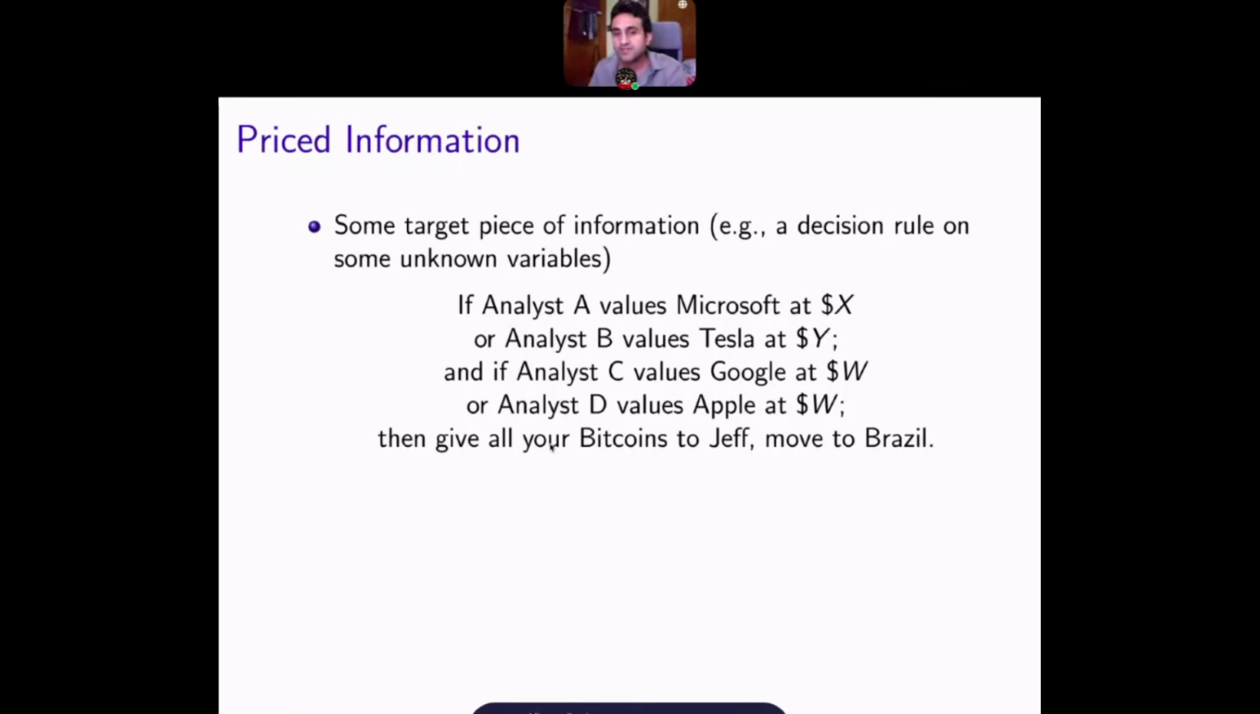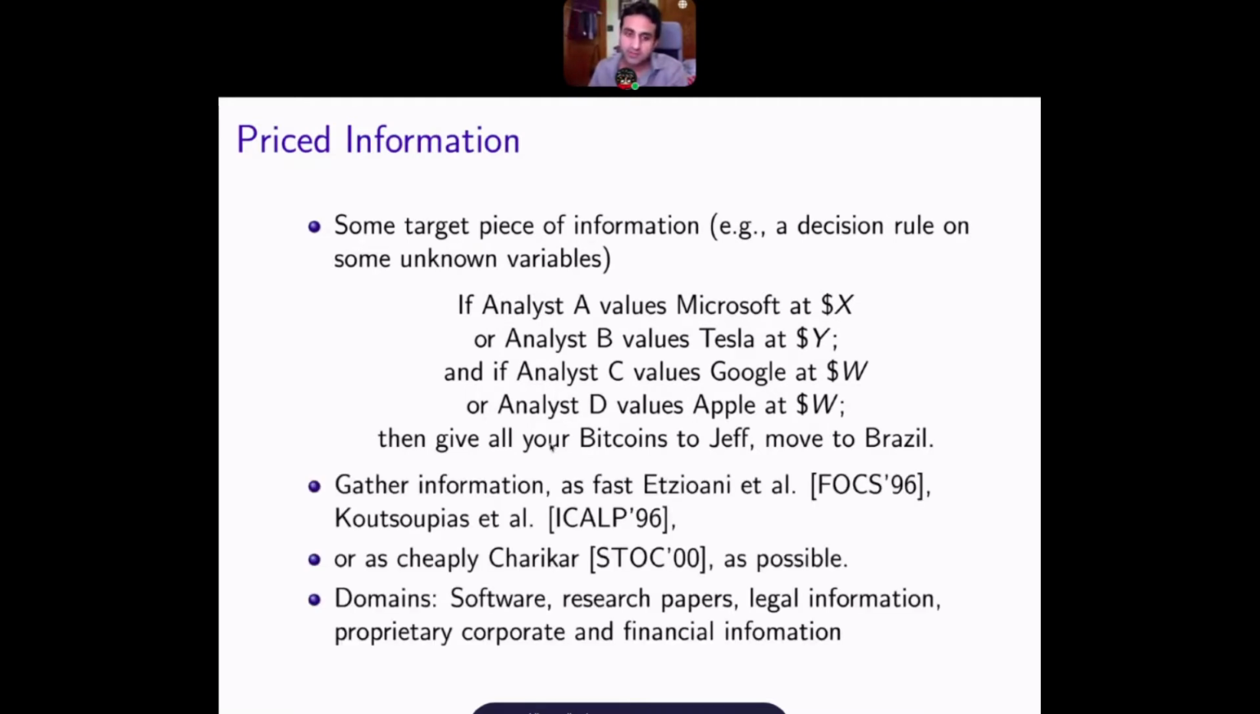The question is, you don't need to ask all the analysts in order to evaluate this decision rule. You can probably ask a subset of them. So that's the setting of priced information, where you want to gather information either as fast or as cheaply as possible. And this has plenty of application domains: software, research papers, and basically corporate and finance areas.